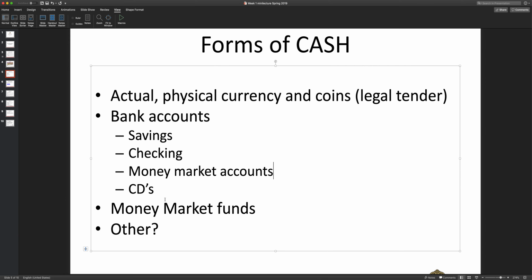And then today's big focus is going to be on CDs, and we're going to go into those in a minute. So other forms of cash outside of a bank account include money market funds. So if you open up a brokerage account at Vanguard or Schwab or TD Ameritrade or any of those places, they will offer you a money market fund. And this is very similar to the kind of money market fund that you're going to get from a bank, only you're going to own it inside of your brokerage account.